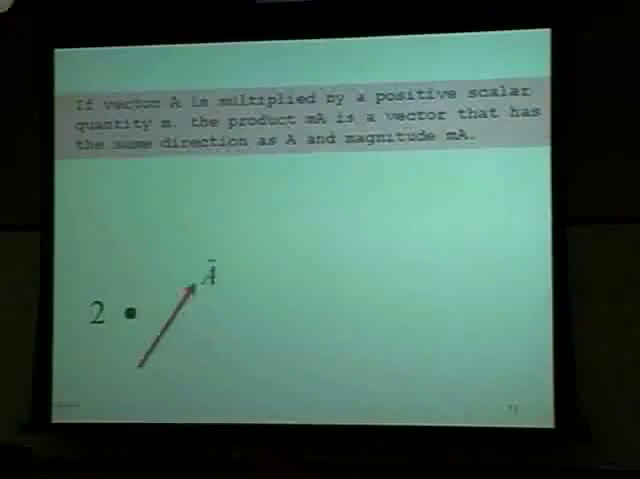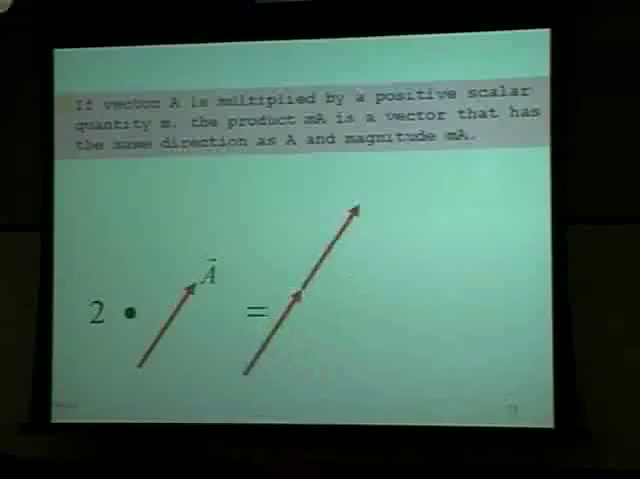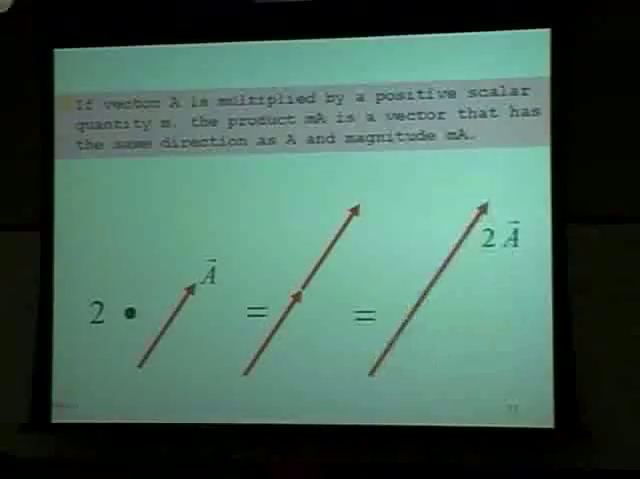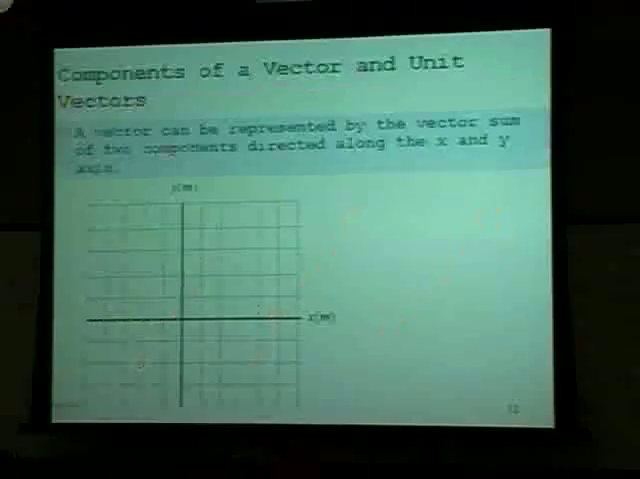If I were to multiply a vector by a scalar quantity, say 2 times A, the effect is to change the magnitude of the vector by this scalar quantity. So 2 times A is the same as if I were to take 2 A's, add them together tip to tail, and my result is 1 vector that's equal to 2A, twice the length. So any scalar multiple will just have the effect of increasing the length.